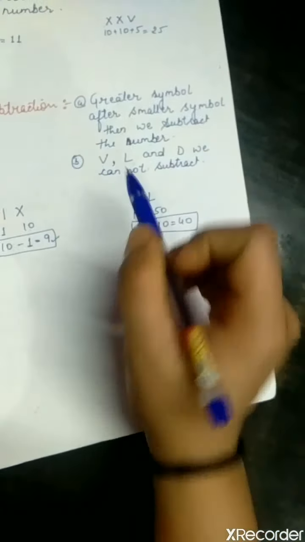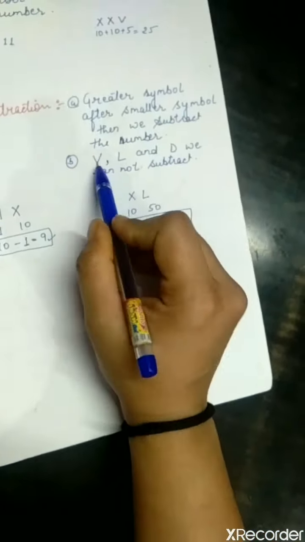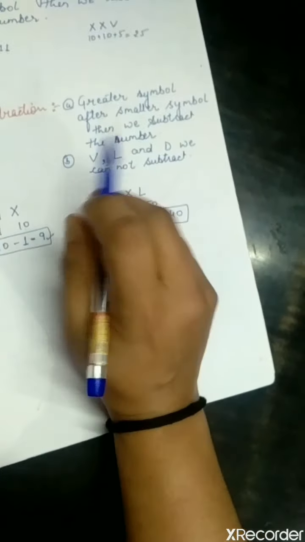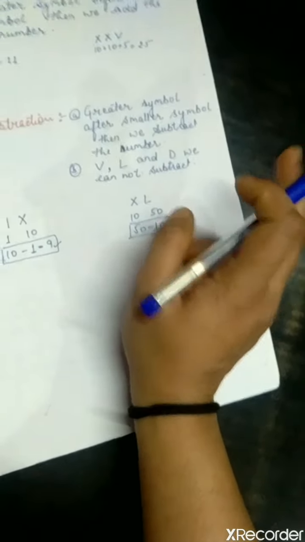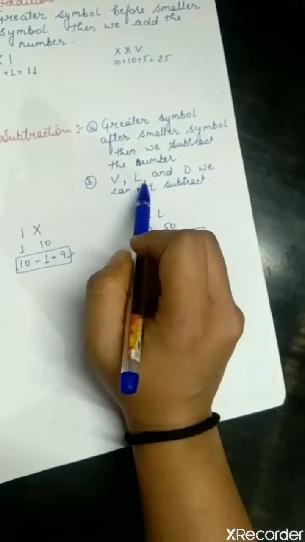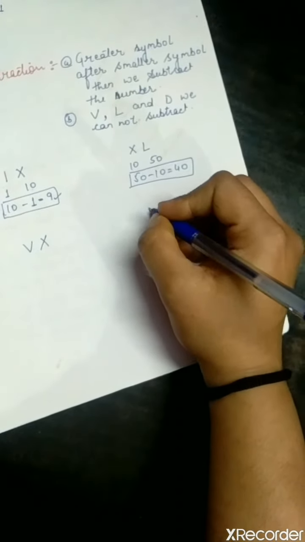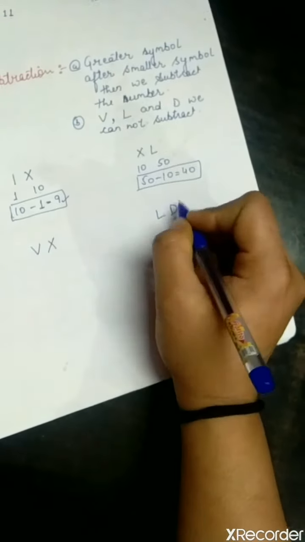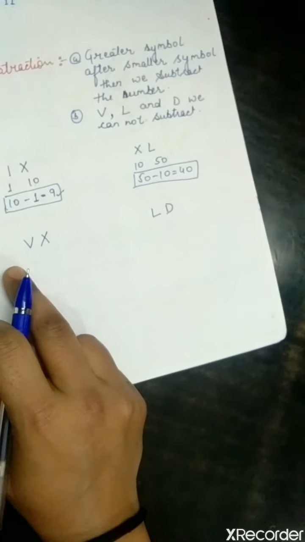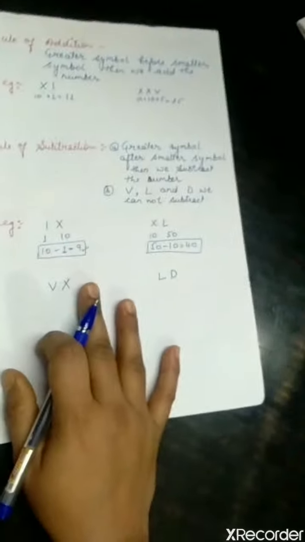Now the second point is that V, L and D we cannot subtract. As I already told you, we cannot repeat V, L, D. In the same way, V, L, D we cannot subtract from any number. It means you cannot write VX. You cannot write LD. Both of these are wrong. Got it? So these are the basic rules which are required to learn.